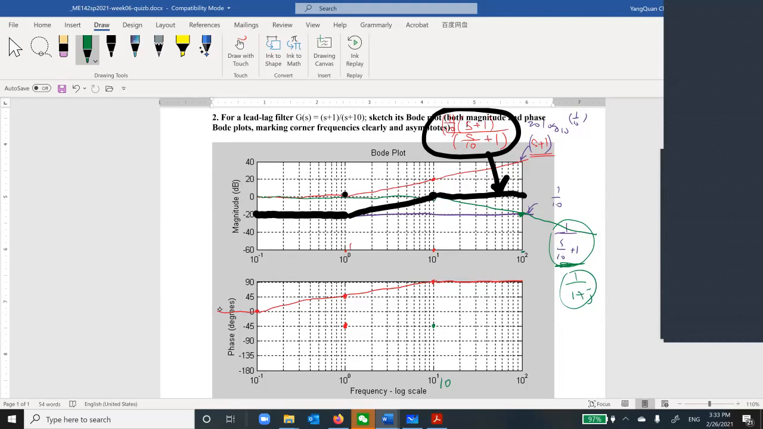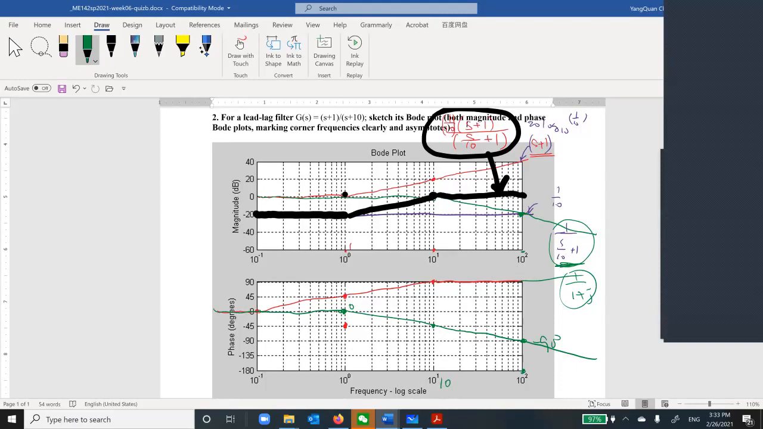Okay, it will always be 0 until you go one decade less, until this point. Okay, it is 0. Then you cross this one to another decade up, you have a minus 90 degrees. So then you connect these 3. Okay, these 3, you will get this one. So you will get this.